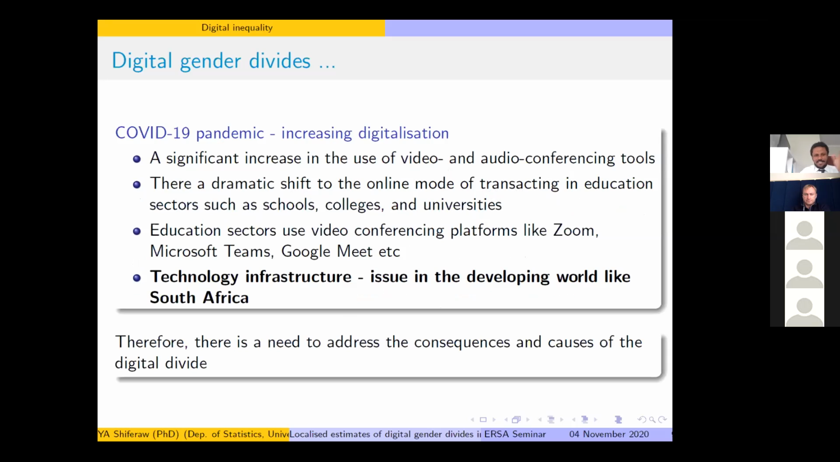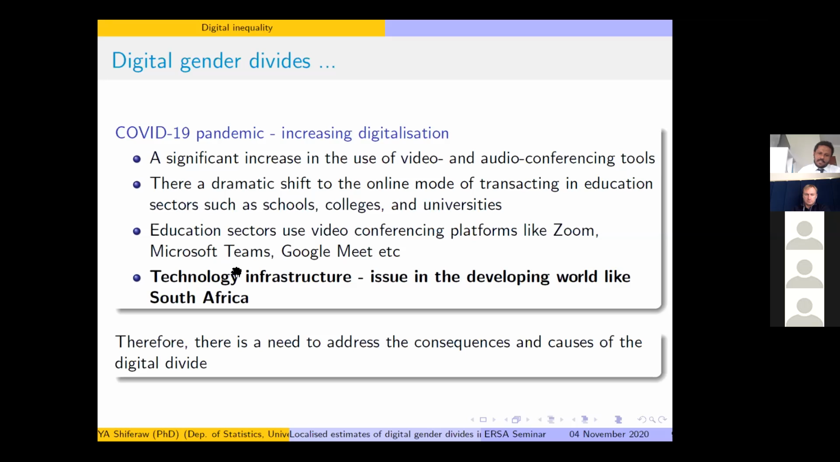We suddenly shifted our mode of transaction from face-to-face to online. I've been using Zoom to lecture my undergraduate and postgraduate students, and in schools as well. My daughter has been using WhatsApp as a means of communication with her teachers when we were in a total lockdown. So education sectors use video conferencing platforms like Zoom, Microsoft Teams.